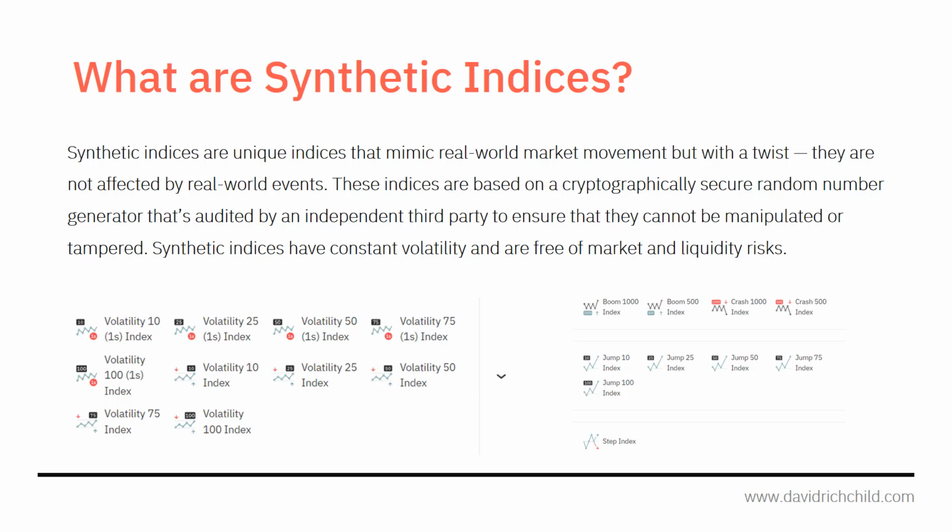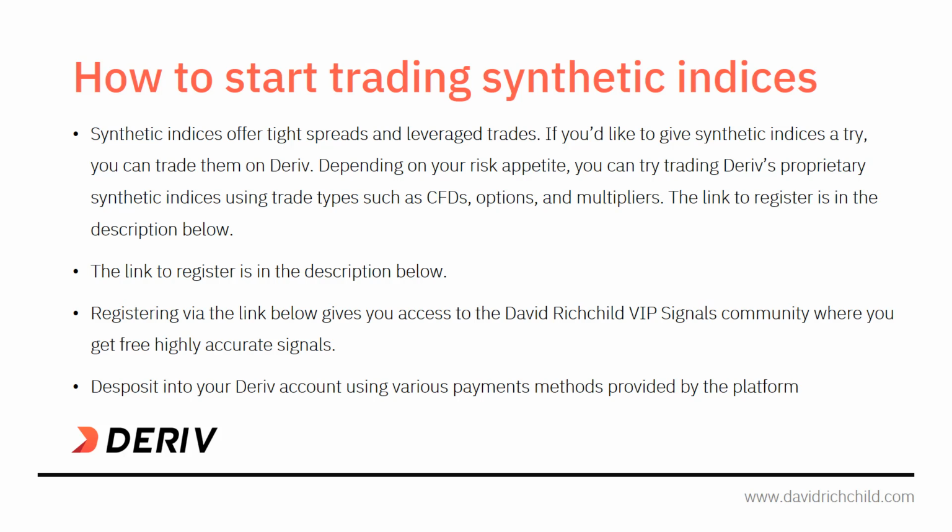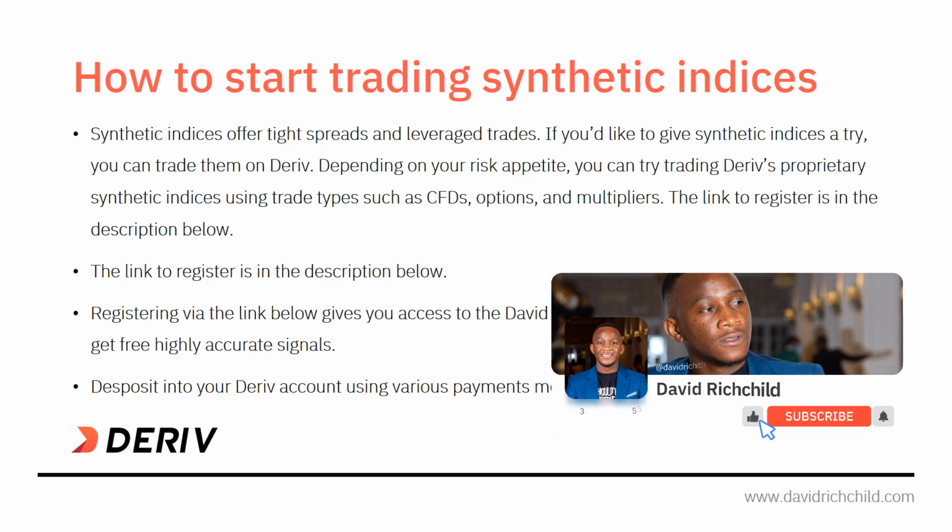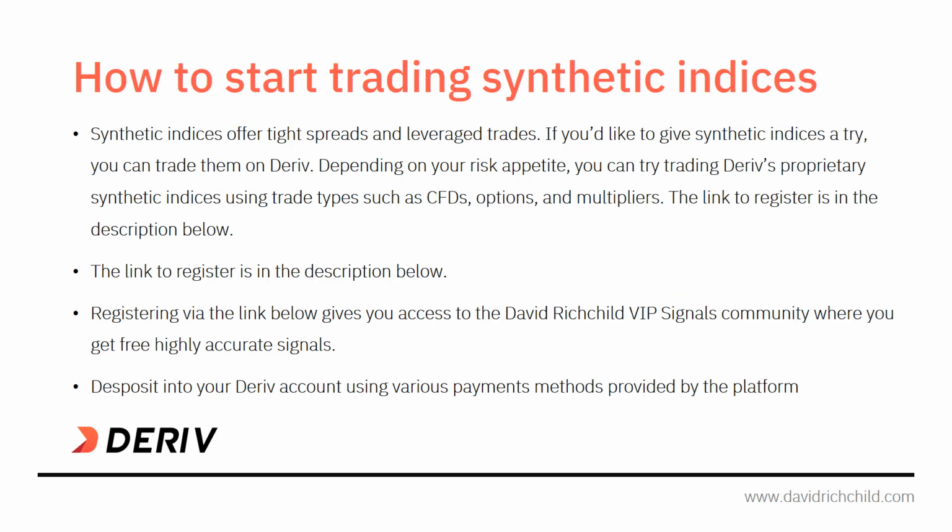All right, so how to start trading synthetic indices? Synthetic indices offer tight spreads and leveraged trades. So if you would like to trade synthetic indices, you can try them through a broker called Deriv. Depending on your risk appetite and your trading style, you can try Deriv's synthetic indices using trading platforms such as CFDs, options, and multipliers.